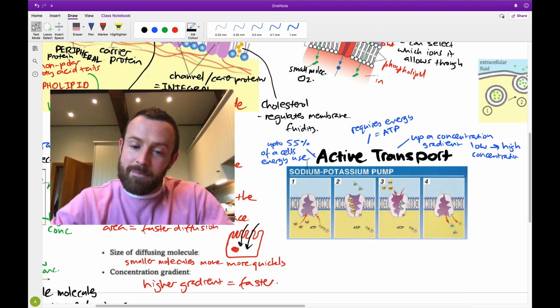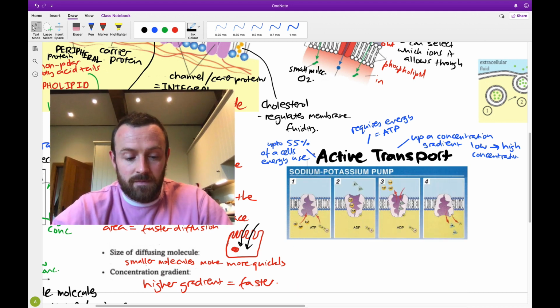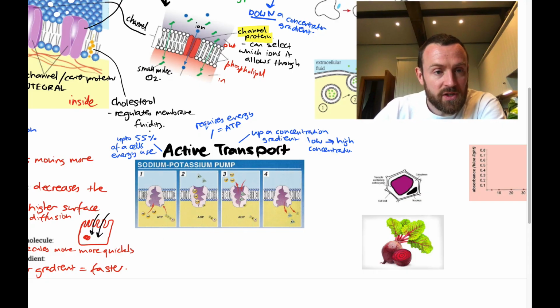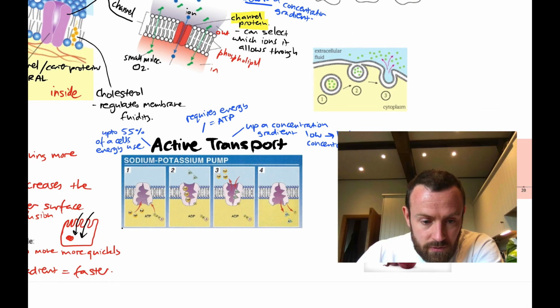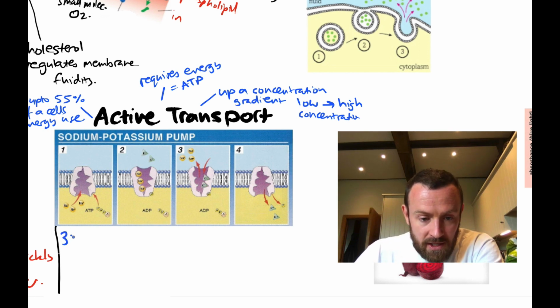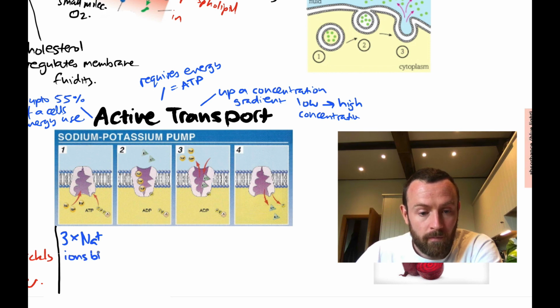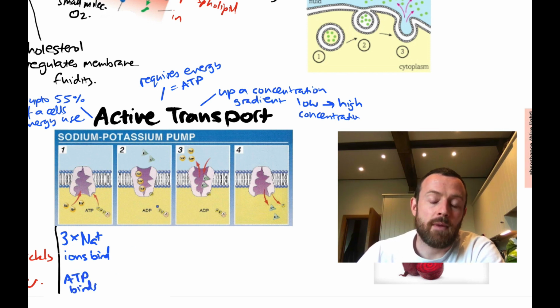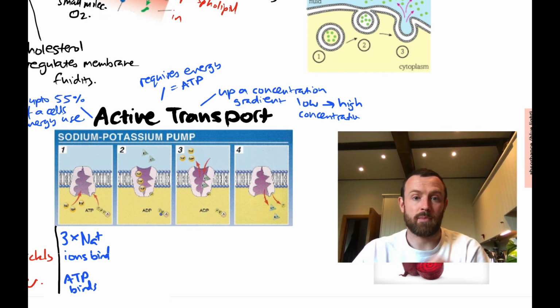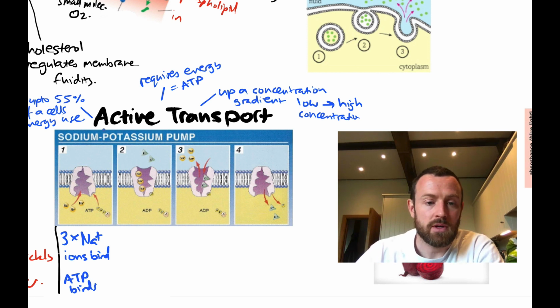Okay, let's take that away, and now let's label the different stages of that process. The stages of that process. First of all, this first box here, I'm going to draw a little line down here, is that 3 sodium ions bind, and so does ATP. And we have the hydrolysis of ATP into ADP, which changes the shape of that protein. So we have a conformational change of shape.